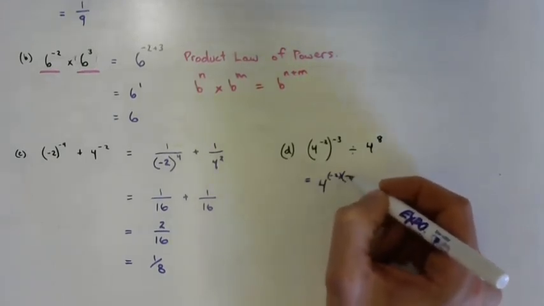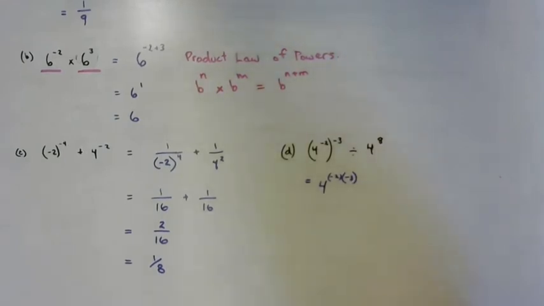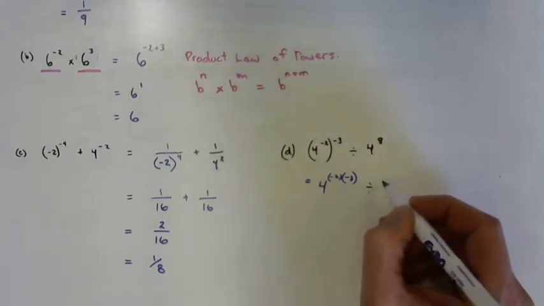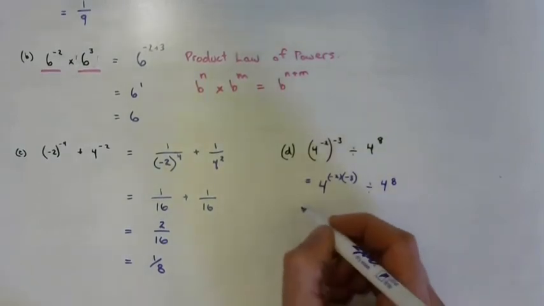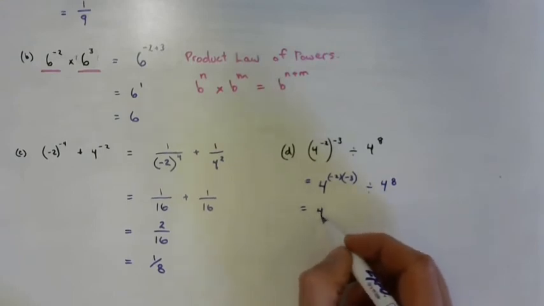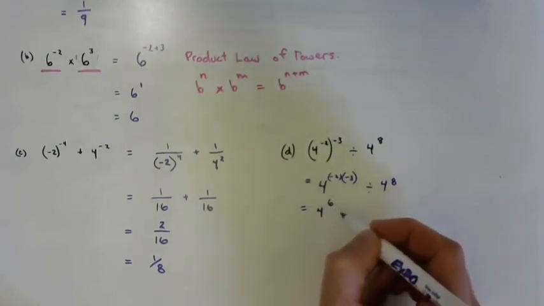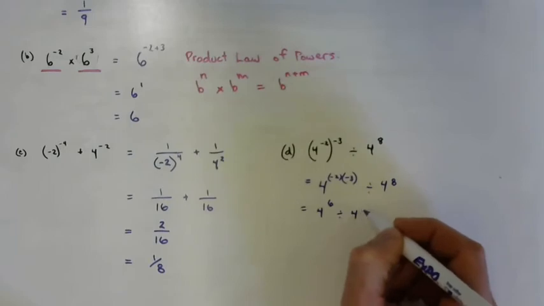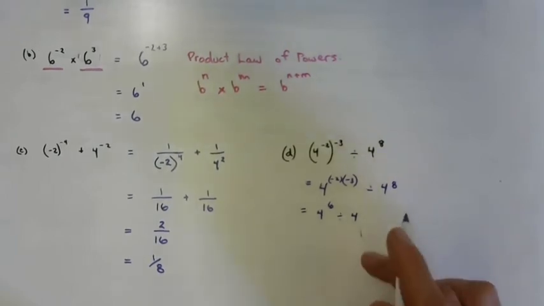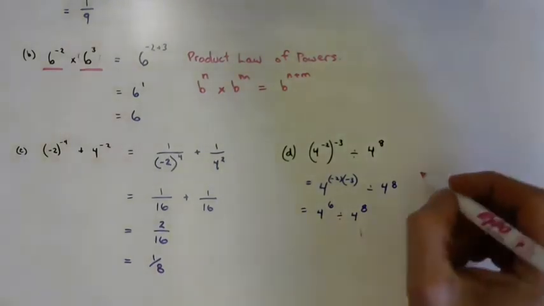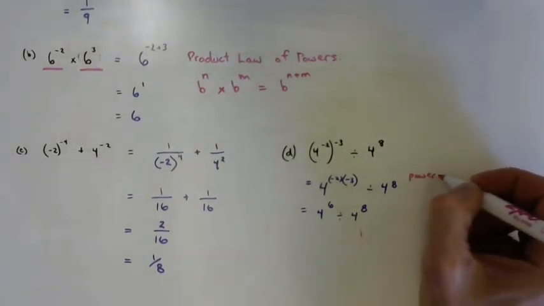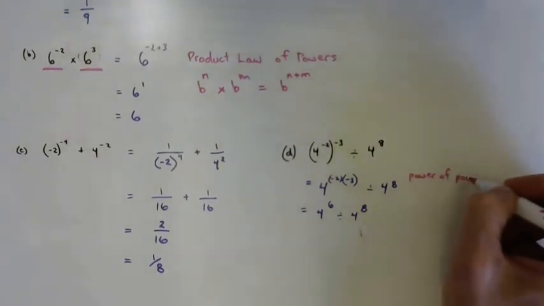The exponent becomes -2 times -3. And I can leave my second part as divided by 4 to the power of 8. Well, -2 times -3 is +6. That is called the power of powers rule. And jot that down. This is power of powers.